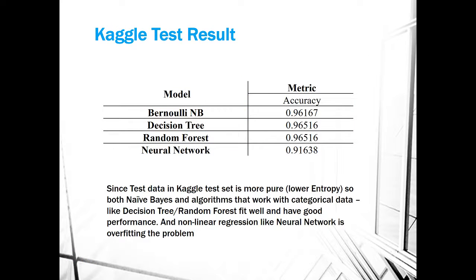And finally, we train our model against the whole complete training set and test it on the Kaggle test set. Since the test data in Kaggle is more pure, meaning they have lower entropy for each feature, both naive Bayes and algorithms that work with categorical data like decision tree and random forest fit pretty well and have good performance. And a nonlinear model like the neural network is actually overfitting the problem.